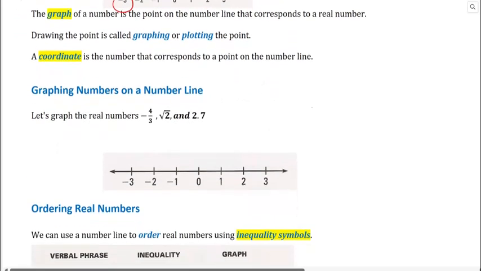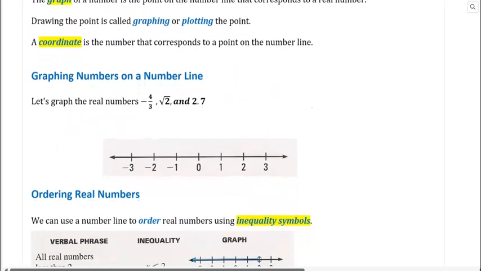Now let's graph numbers on a number line. We're going to graph the real numbers -4/3, the square root of 2, and 2.7. All right, so first of all, let's talk about -4/3. Now that can be written as a mixed number. That would be -1 and 1/3. And so -1 and 1/3 is going to be between -1 and -2. So as we're going away from 0, it would be about here. That is -4/3, or -1 and 1/3.